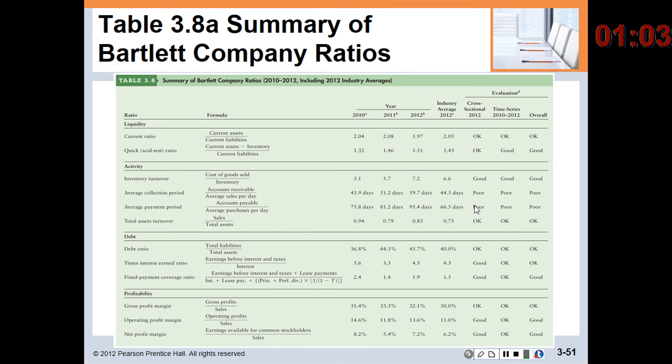Now, if that doesn't work, you can always hire your consultants, spend thousands of dollars, and get them to take a look at it. But again, you've got different options. So that's basically how you go through ratio analysis.